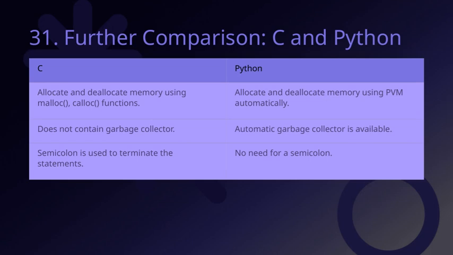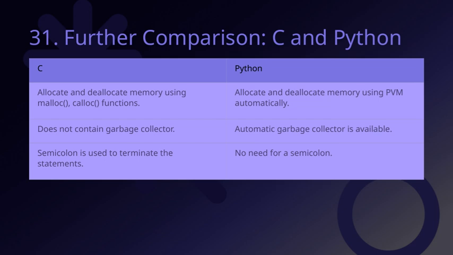So let's take a moment to compare C and Python in terms of memory management. In C, you need to manually allocate and deallocate memory using functions like malloc and calloc. This means you have to be very careful about managing memory yourself, which can be powerful but also prone to errors like leaks. On the other hand, Python handles memory automatically through its built-in virtual machine, PVM. This means you don't have to worry about explicitly freeing memory. Python takes care of it for you, making development easier and less error-prone.